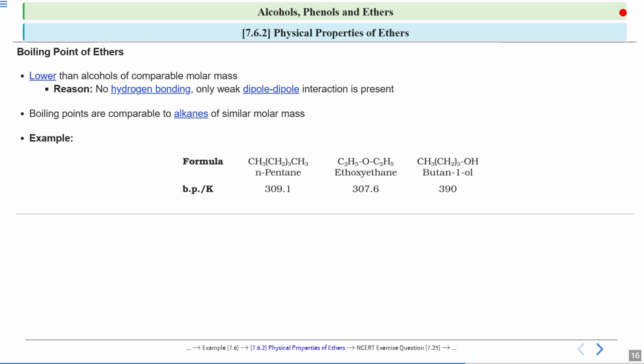If the bonding is strong, you have to give more energy for the molecules to separate. If you have to give more energy to the molecules, that means the boiling point will be high, because the molecules are attached together by strong hydrogen bonding. So the boiling point of this alcohol is 390 and of this ether is 307, and they are of comparable molar mass. So you need to remember that ethers have lower boiling points than alcohols.